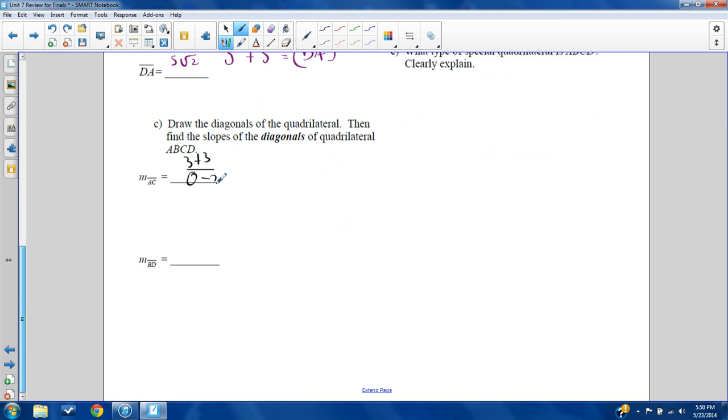And that equals 6 over negative 2, which is negative 3. I'm going to put negative 3 over 1. It's going to help you in the end to write slopes always like that, because then you know exactly what you're referring to.